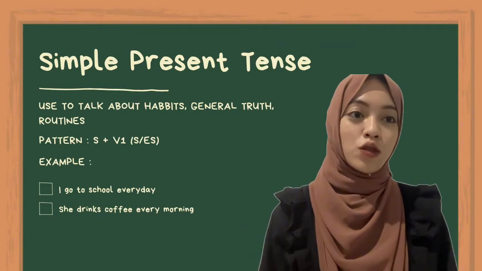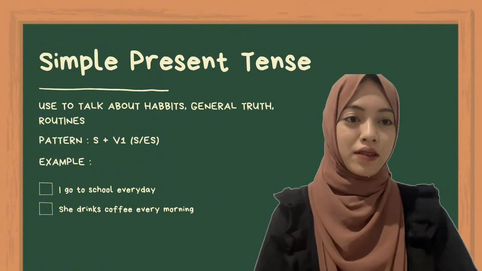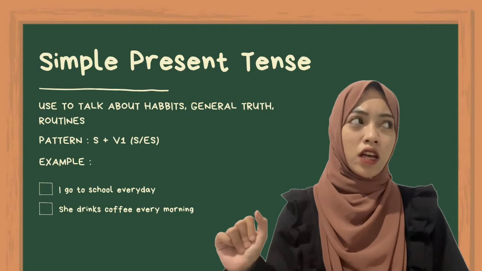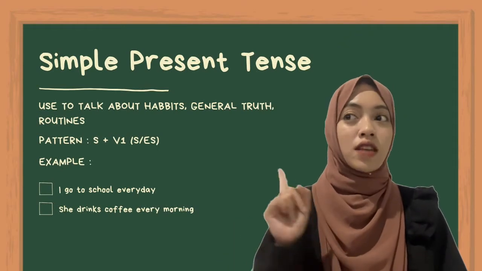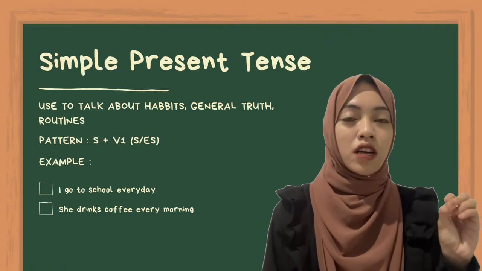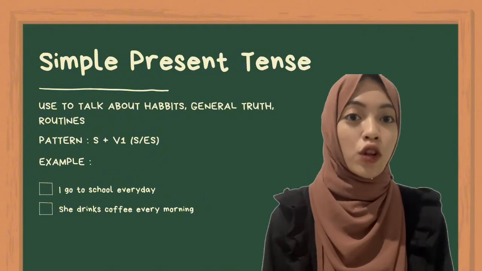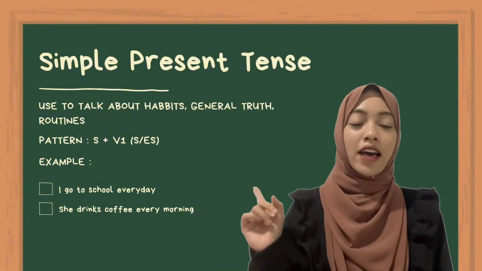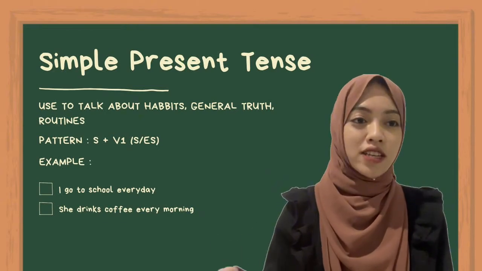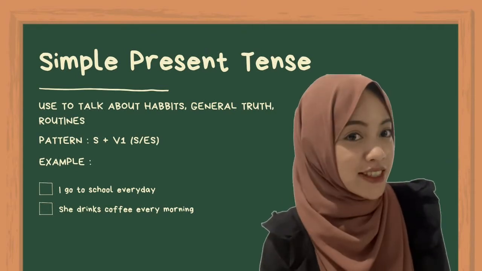In simple present tense, we use it to talk about habits, routines, and general facts. The pattern is subject plus verb 1. Do you know guys, if the subject is she, he, or it, we have to add s or es to the last word, the last letter of the verb. For example, I go to school every day. And she drinks coffee every morning. Okay, do you get it guys?